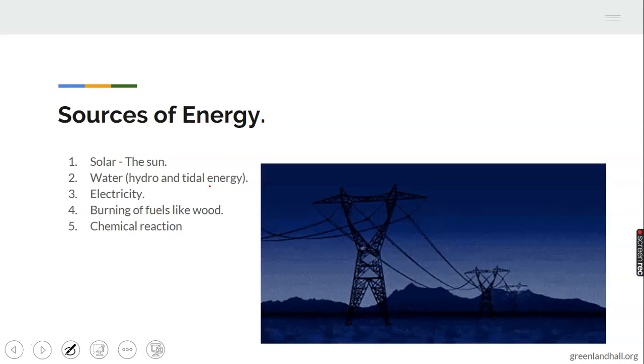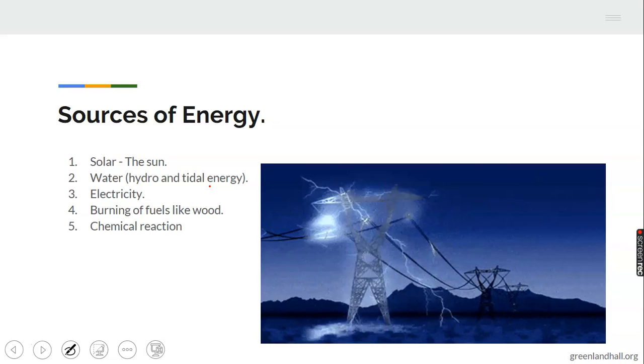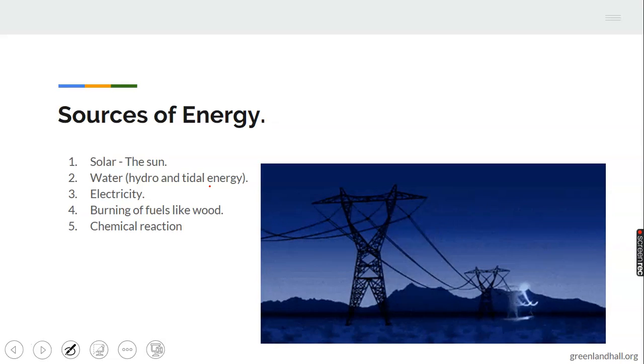Now today we are looking at the sources of energy. Where do we get this energy from? Solar energy we get from the sun. Is that taken? Okay, we have solar, that is the sun. We get energy from solar, which is the sun. Energy from the sun is also called solar energy. We also have water. Water gives us energy. That's the hydro or the tidal energy.